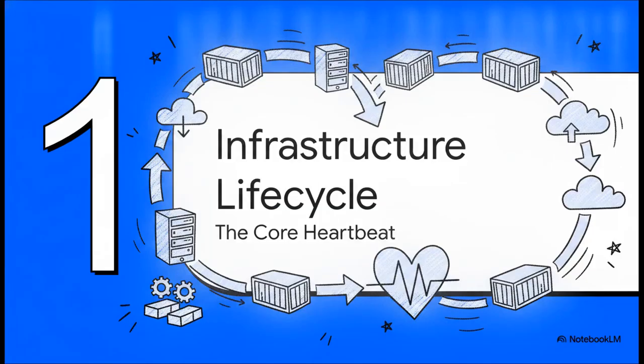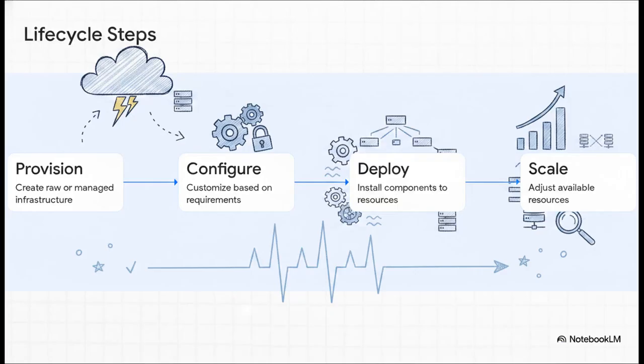All right, first up, the infrastructure lifecycle. Honestly, this is the core heartbeat of everything we do in ops. You already know that any healthy infrastructure lifecycle essentially boils down to 4 steps: provision, configure, deploy, and scale. It really doesn't matter if you're stuck maintaining a legacy data center or if you're living on the bleeding edge of the cloud. This operational heartbeat, it's absolutely constant.